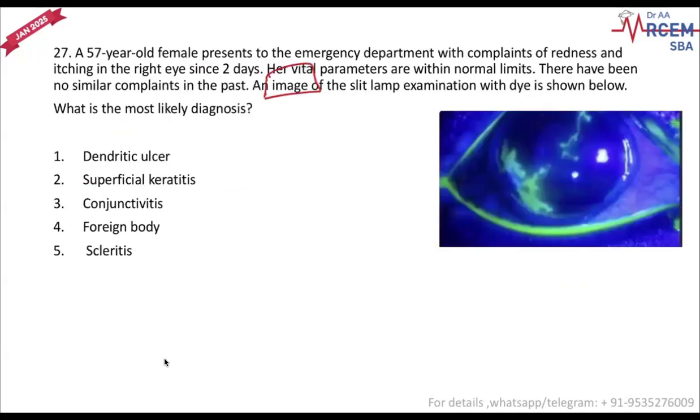An image is given. What is the most likely diagnosis they are asking? The image again shows dendritic lesions. This is nothing but a corneal ulcer due to herpes infection, simply known as a dendritic ulcer also. So the right answer here is the first one.